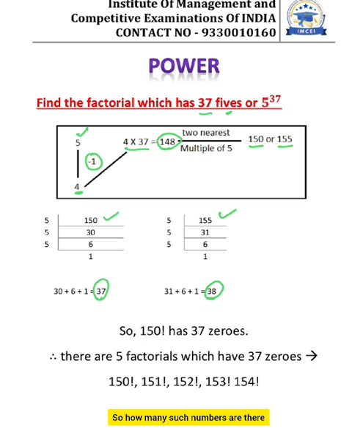So how many such numbers are there? Starting from 150 factorial: 150, 151, 152, 153, 154. There are 5 such numbers which have 37 fives.